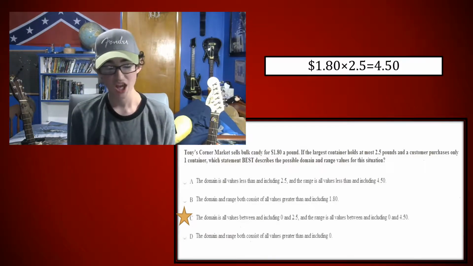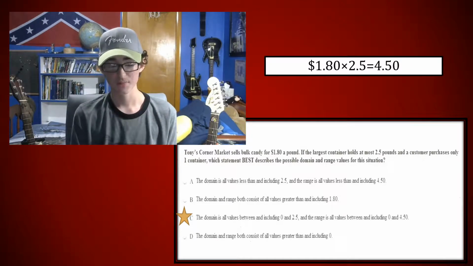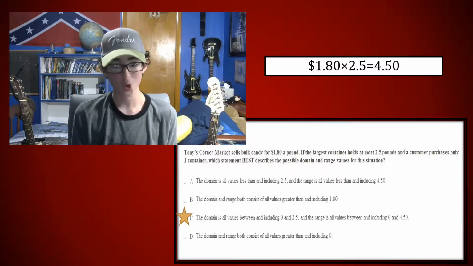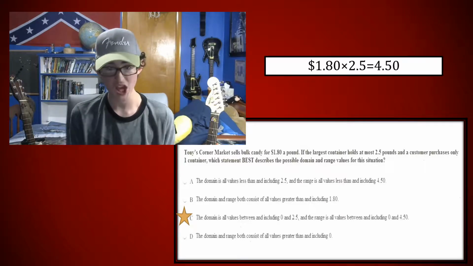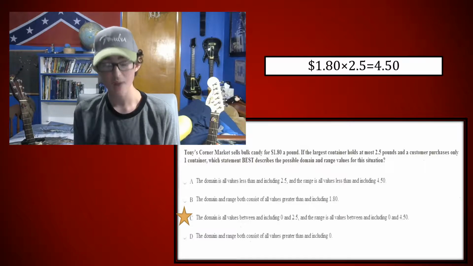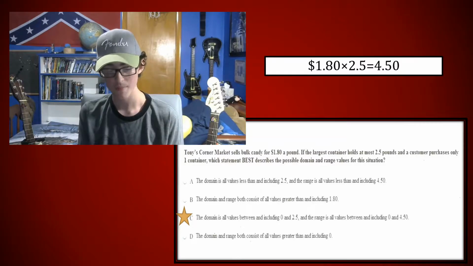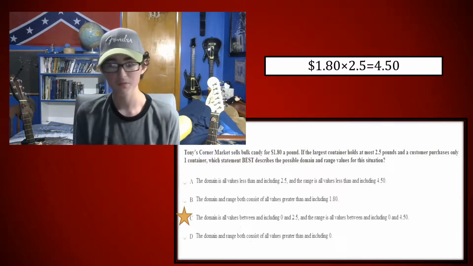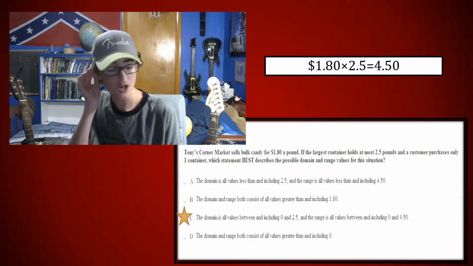Well, the answer might surprise you. And the answers, it has the number 4.50 in it. If you want to know how to get it, you multiply 1.80 from the $1.80 a pound times the 2.5, which would be at the most 2.5 pounds that a container can hold. So when you multiply that, that'd be $4.50, the maximum amount that it'll cost.